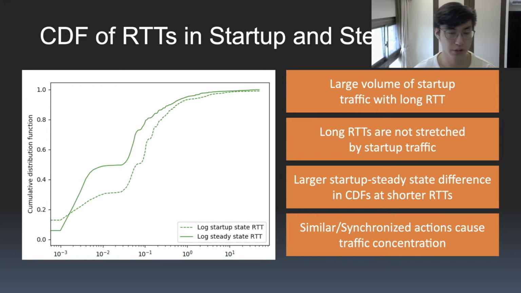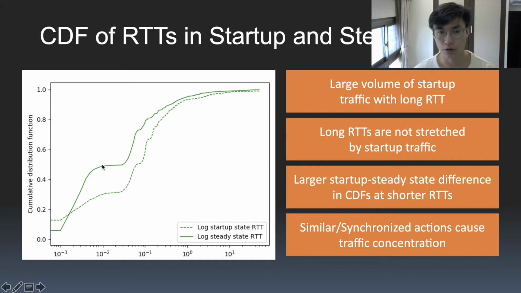The figure shows the cumulative distributions of RTT in startup and steady state in log scale. We can see here that the volume of the startup traffic plays a role in prolonging RTTs. 29.7% of the RTTs are within 10 milliseconds in the startup traffic and 48.5% in the steady state traffic.